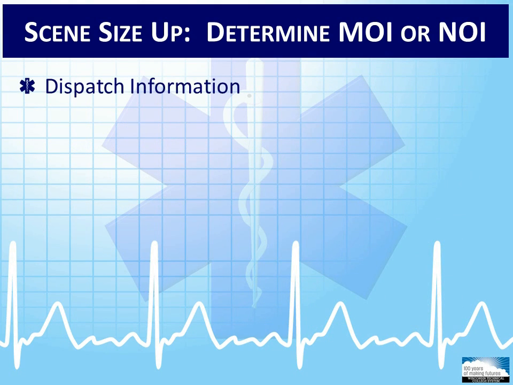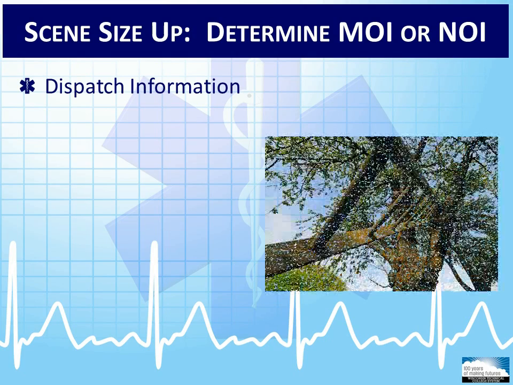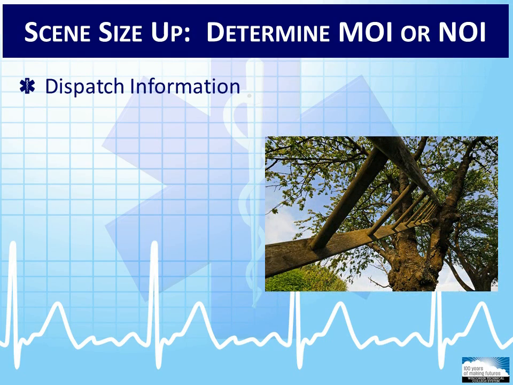Dispatch can provide clues regarding MOI or NOI to the EMS crew as well. It is important to remember, however, that dispatch information is only a small piece of the big puzzle. Dispatch will not always have all the information or may have received incorrect information from the caller. For instance, dispatch may indicate a 20-foot fall from a ladder, which leads the EMT to think immediately about MOI.